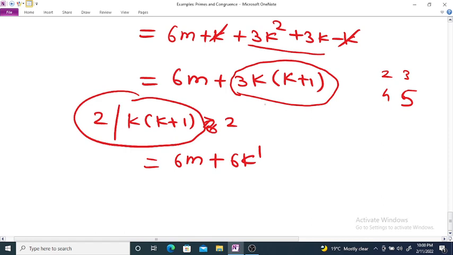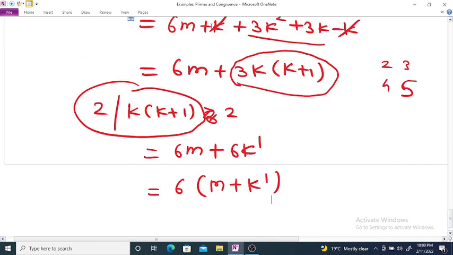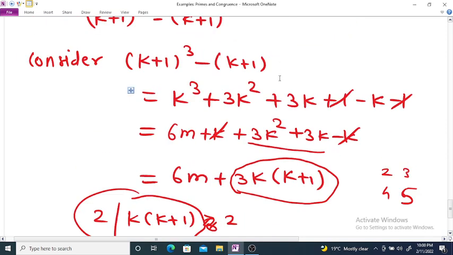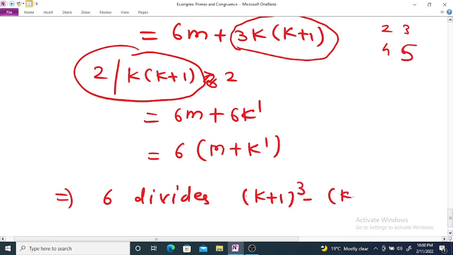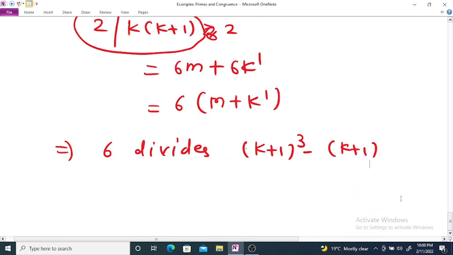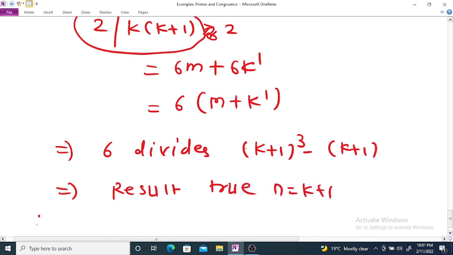So from this we can write it is equal to 6 times k dash, and therefore if we take 6 outside, inside the bracket m plus k dash, and therefore this number, that is (k plus 1) cube minus (k plus 1), is a multiple of 6. This implies 6 divides (k plus 1) cube minus (k plus 1), and therefore this implies the result is true for n is equal to k plus 1.